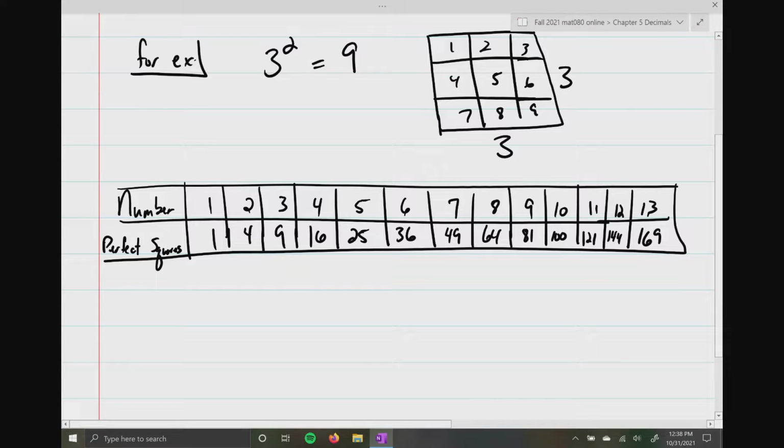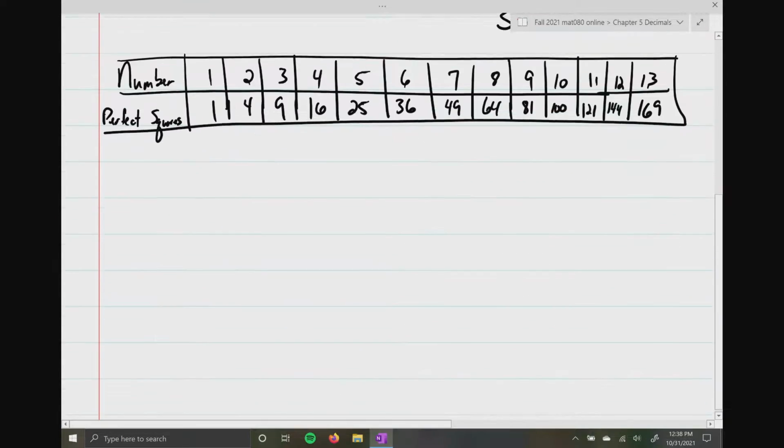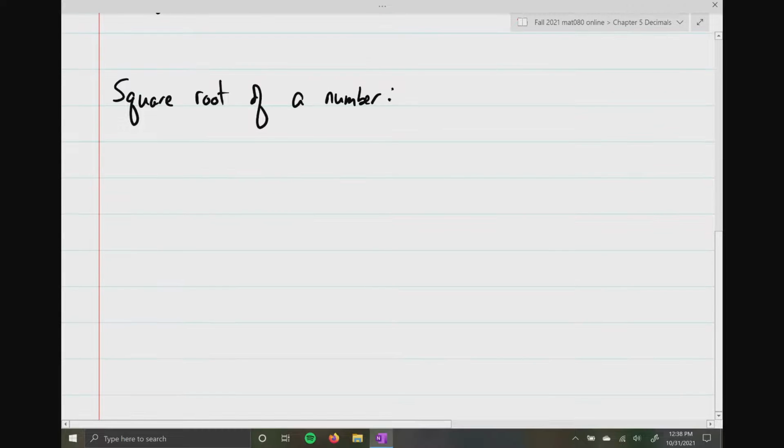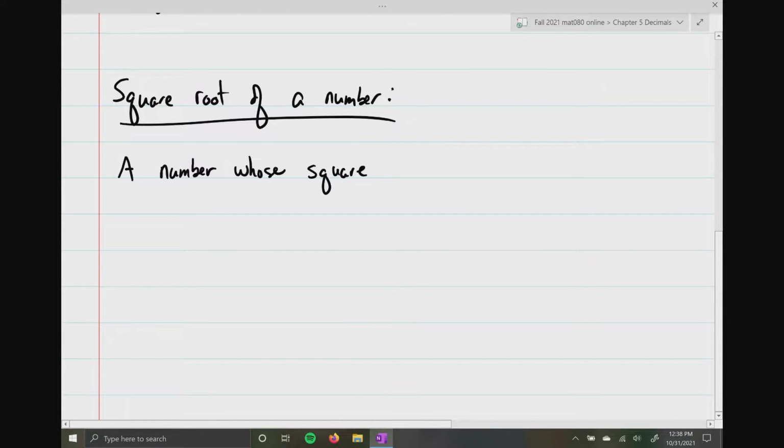So now the next thing I'm going to do is introduce the square root of a number. First thing I'm going to do is define something real simple. A number whose square is m is called a square root of m.